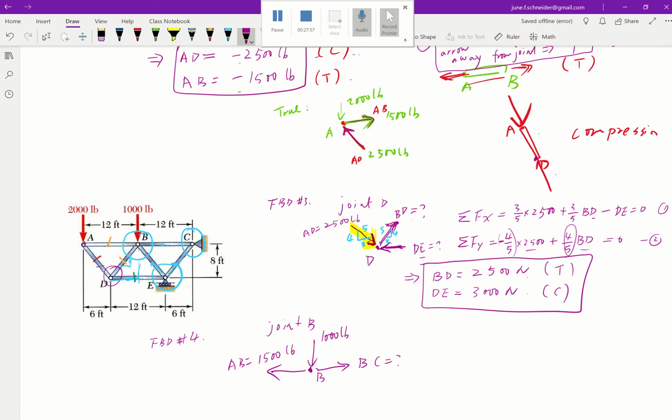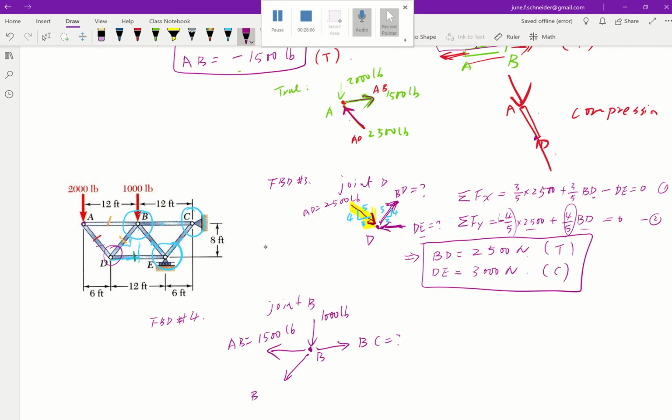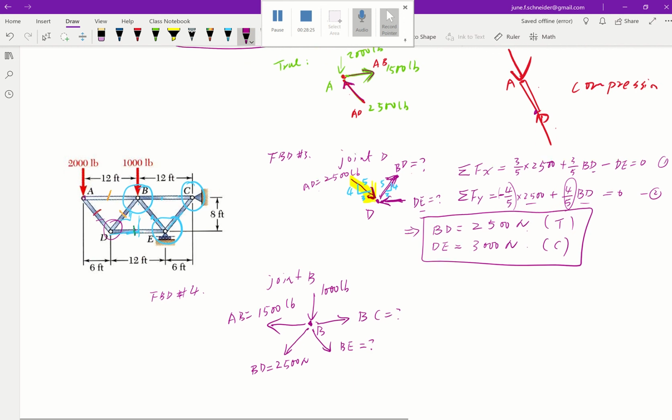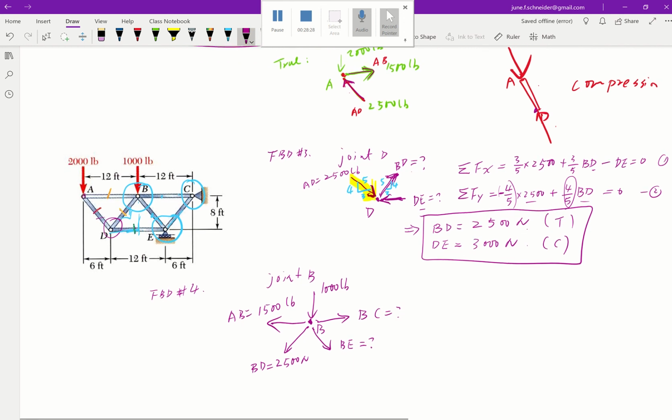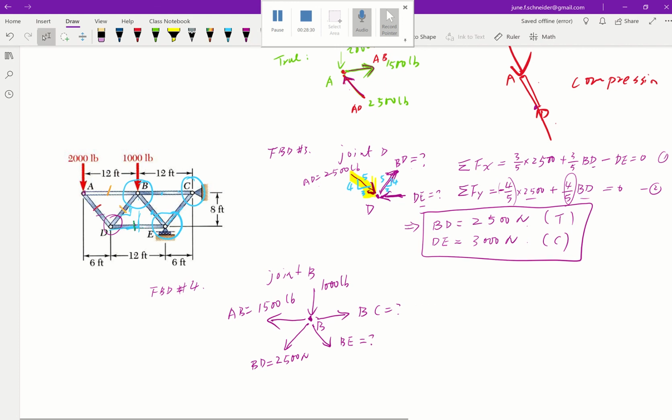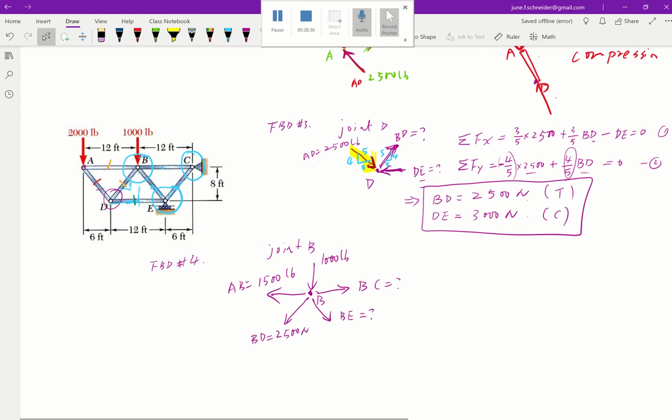Then we also cut BD. BD is in tension, which means it's away. So it's going to be that direction as well. And BD, what we have here is 2500 Newton. And then we also cut BE. BE is something we haven't figured out yet, right? That's going to be unknown. If we're guessing, we guess this direction, away from the joint. So that's what we have here. That's our FBD of joint B. Having a right FBD is going to get you on the right path. If the FBD was not right, the answer will not be right. So take some time on that.